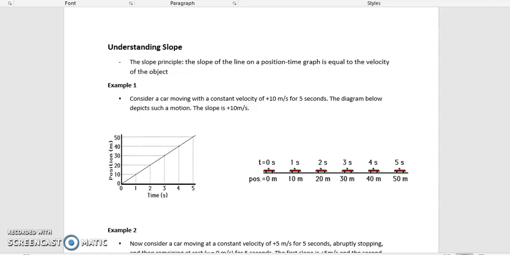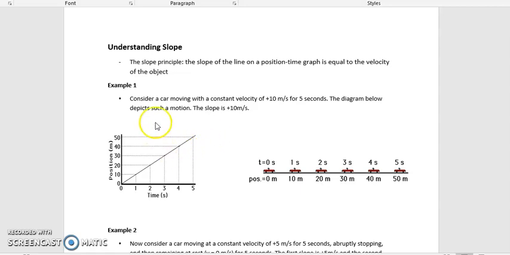So you're probably thinking, that's great, I'm understanding all of this about position time graphs, but how do I calculate the slope? So that's what we're going to talk about today. So the slope principle is that the slope of the line on a position time graph is equal to the velocity of the object. So we talked about that yesterday, that whatever the slope of your graph is, tells you the velocity of the object. So if you had a very steep line, you have a high velocity. If you have a shallow line, you had a low velocity.